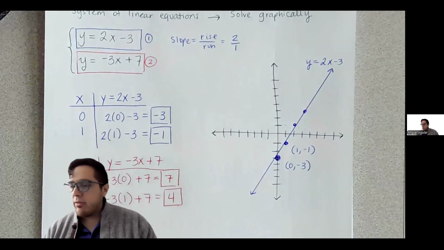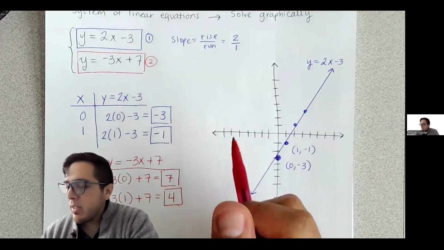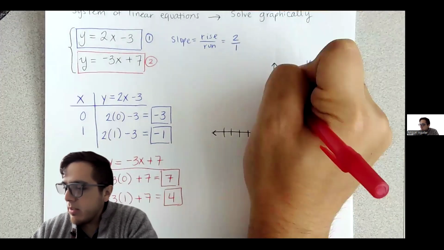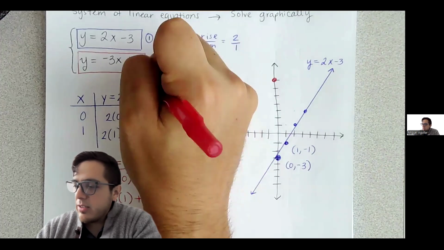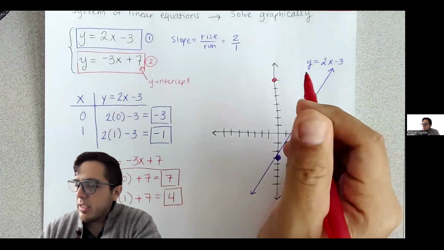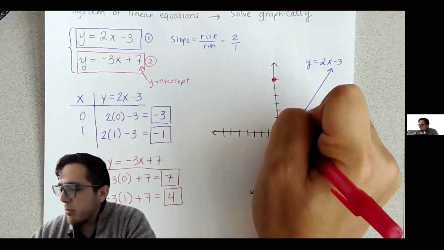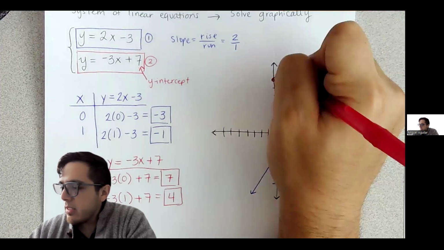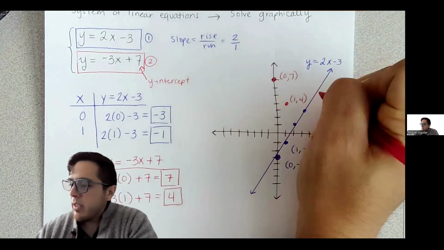And now we can graph the other equation that I'm going to do with a red pen, okay? So we have 0, 7, which is our y-intercept up here. That makes a lot of sense because this right here is the y-intercept, right? So 0, 7 should be correct there. And then 1, 4, which is over 1 up 1, 2, 3, 4. Okay, so that's 0, 7, and that was 1, 4.